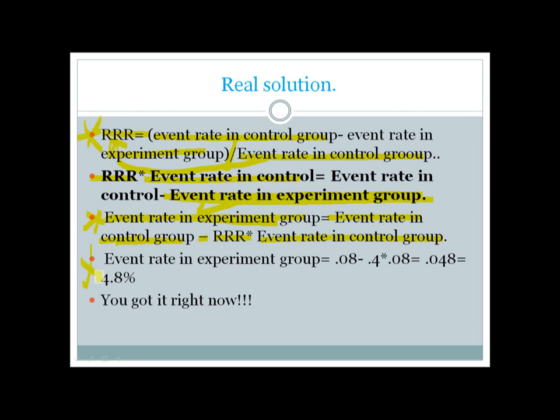So the event rate in experiment group should be event rate in control group, which is 0.08, minus RRR, which is 0.4, multiplied by event rate in control group, which is 0.08. So the number we get here is 0.048 or 4.8%. So this is the maximum event rate in experiment group that would give you a relative risk reduction of about 40%, and that would actually give CAM28 FDA approval along with standard therapy. So you got it right now. I think that's a very good question to ponder and solve again.